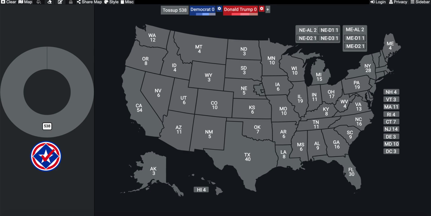Today is Monday, May 17th, 2021, and today we're going to be taking a look at the 2024 presidential electoral map and talking about Donald Trump's impact on it and how well he could actually perform if he was the Republican nominee for president in just 3.5 years from now.